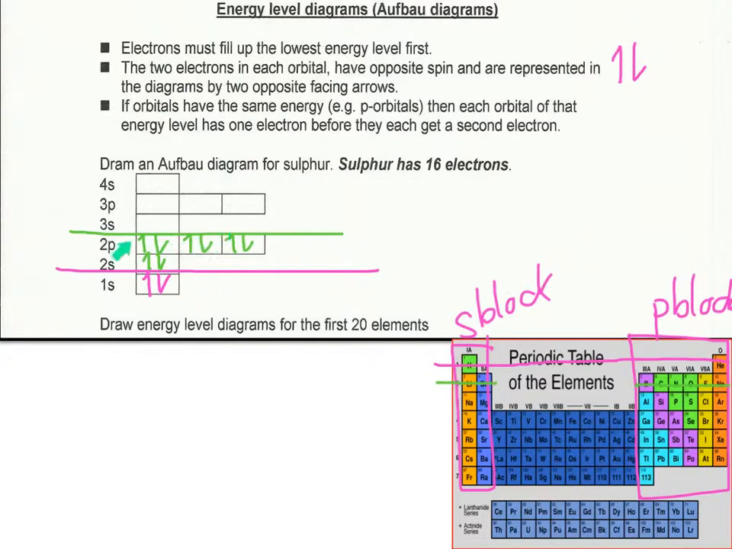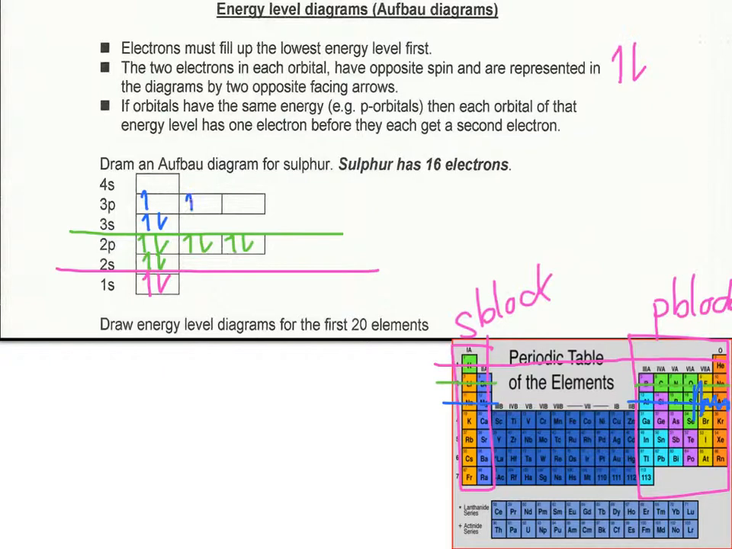Notice how the Aufbau diagram correlates exactly to the periodic table, except that the periodic table is going horizontally here and the Aufbau is building up. Now we go into the third energy level, 2 in the s and 6 in the p. 1, 2. But we're not going all the way to 6 in the p for sulfur. We're only going to 4 in the p.